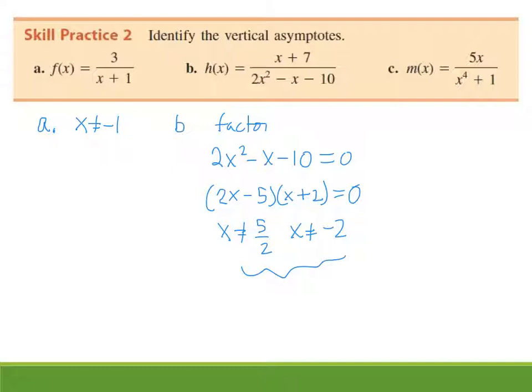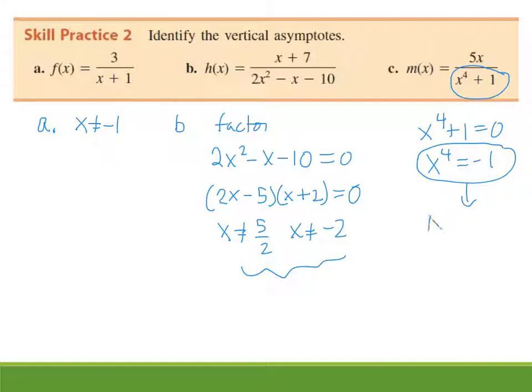In the last problem, we noticed that x to the fourth plus 1 is equal to 0. So in this case, x to the fourth is equal to a negative 1, and we end up with an imaginary number, obviously. And of course, this means that there are no vertical asymptotes.